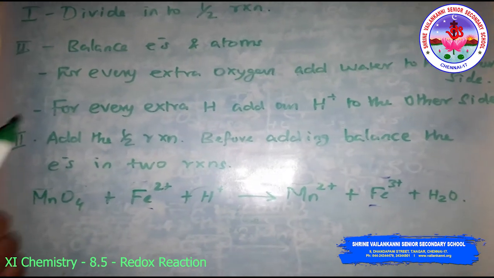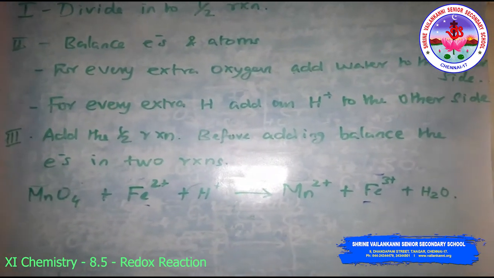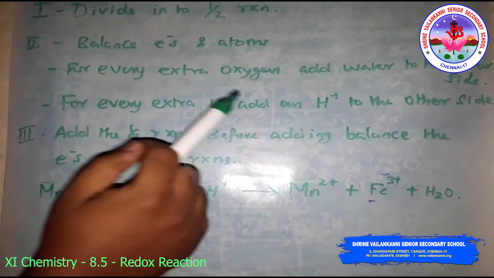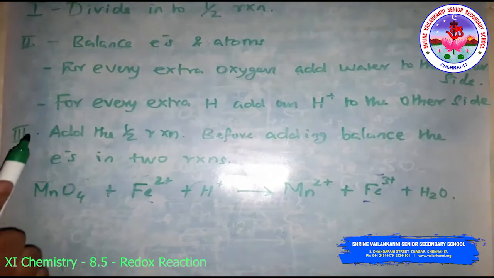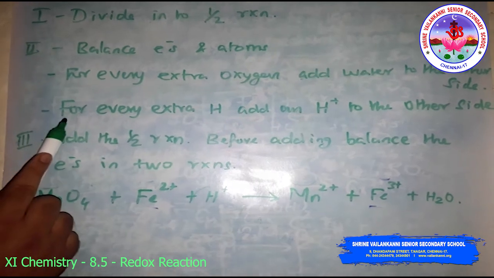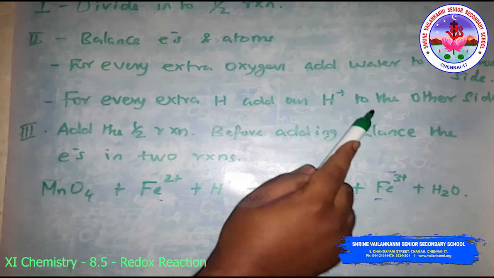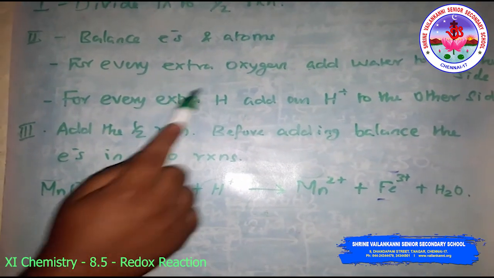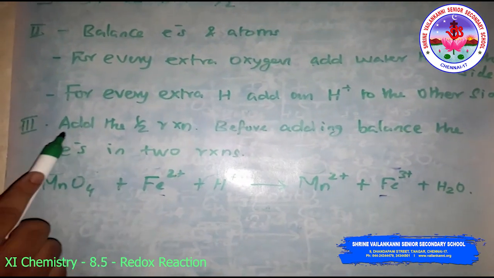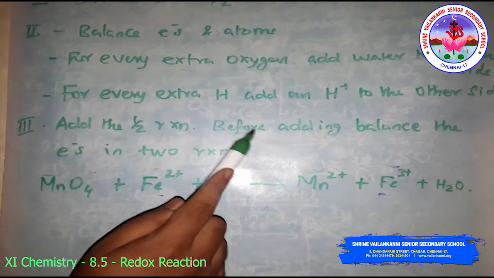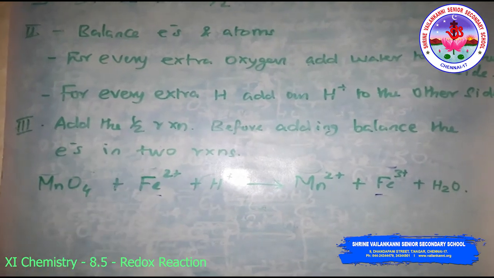Then the very important thing: for every extra oxygen, add water to the other side. Then for every extra hydrogen, add an H plus to the other side. Okay, this is the main thing. Then the third step is to add the two half reactions after balancing the electrons.